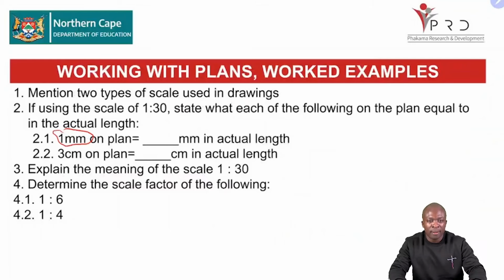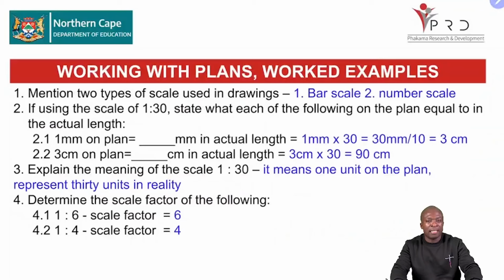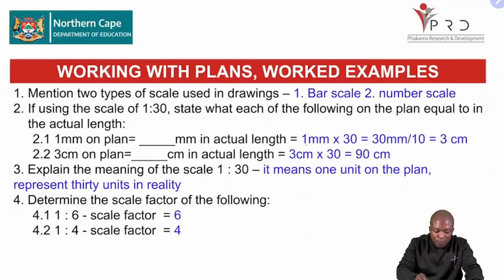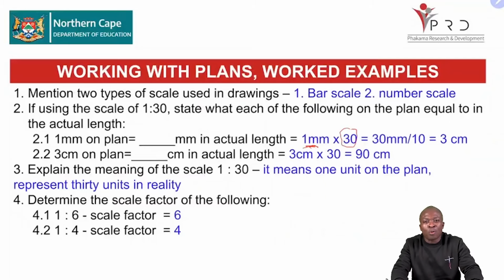Welcome back. Now, let's look at how you were supposed to answer this. So, we're expecting you to mention the 2 types of scales that we have talked about so far, which is bar scale and number scale. How were you supposed to do question 2.1? You take the value that you have been given, you multiply it by 30. What is the 30 again? What is the name we give to it? Good. That's what you call the scale factor.